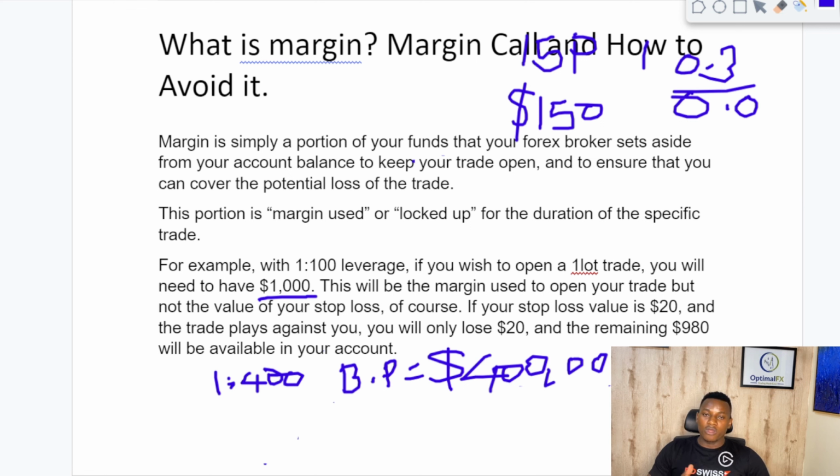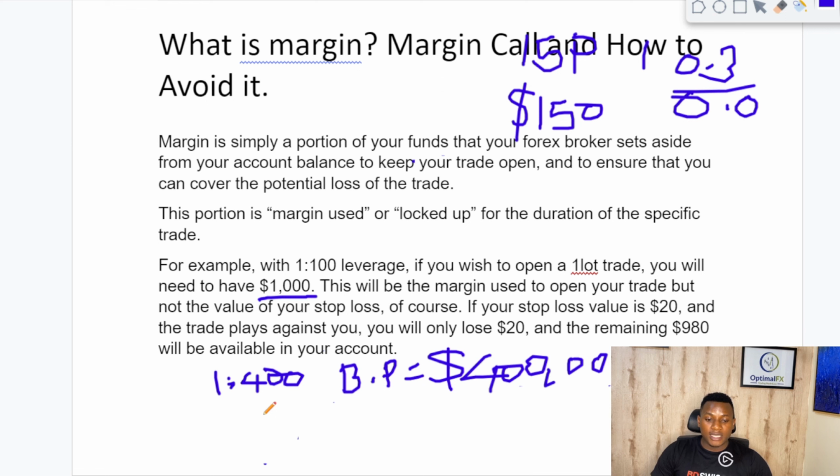And at this point, we understand that for every dollar you have, you can buy 1 unit in the market. So with $400,000, that means you can buy 400,000 units. And 400,000 units gives you 4 standard lots, right? So for example, let's say you have 1:400 leverage and your balance is $1,000, and you buy 1 standard lot in the market, right?